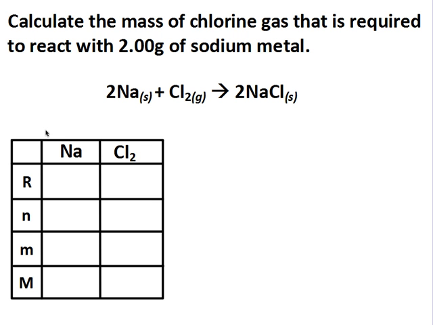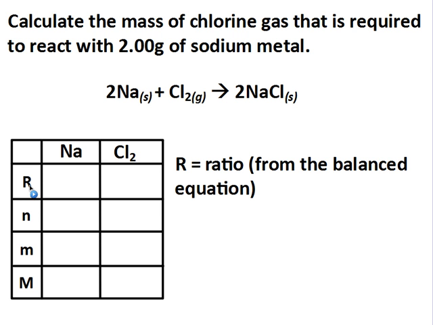Now you may recall that in the table we have an R for ratio, and that's from our balanced equation. In this case we've got 2 moles of sodium reacting with 1 mole of chlorine, so our ratio is a 2-to-1 ratio. Make sure you get those in the right column. It's 2 moles of sodium reacting with 1 mole of chlorine, and we can use that information in our calculation.